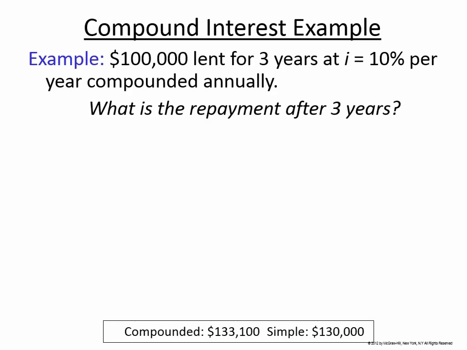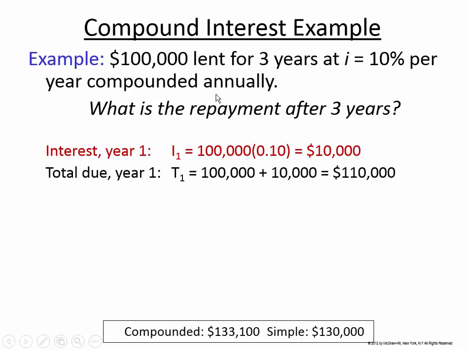So let's step through year by year another one of these examples similar to what we did with the in-class exercise last time. So the same $100,000 amount, but this time we're going to look at how much would you owe if it was compound interest instead of the simple interest. What is the repayment after 3 years if it's compounded annually? So in the first year, you only owe them $100,000 because there hasn't been any interest that's accumulated.